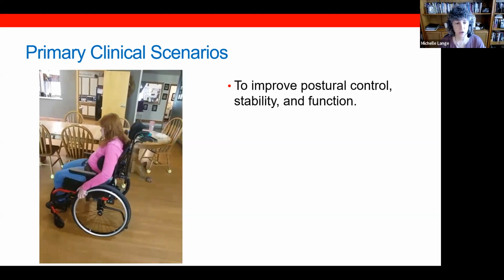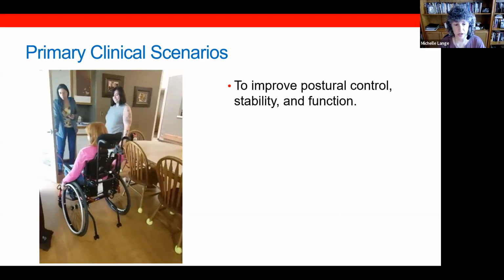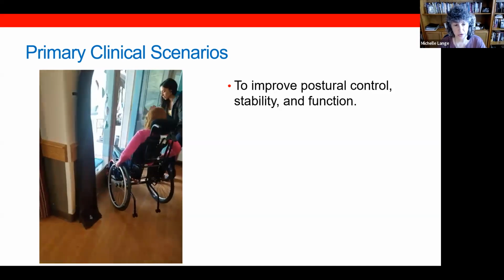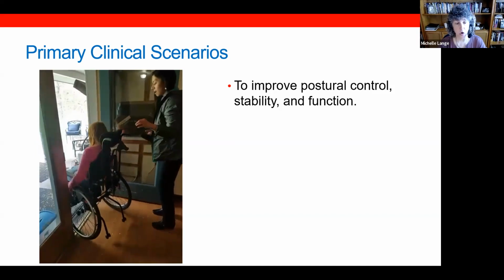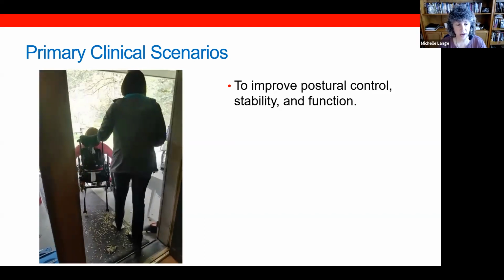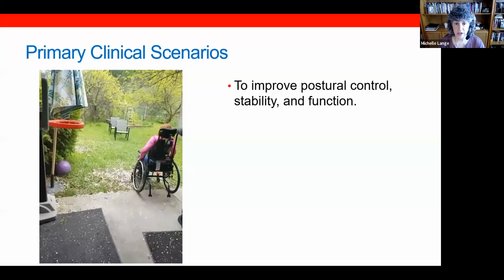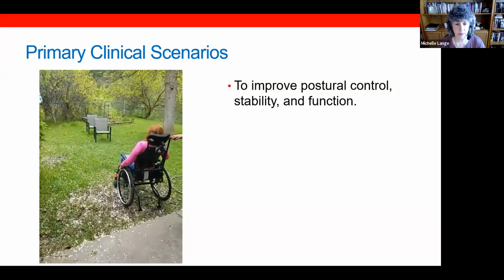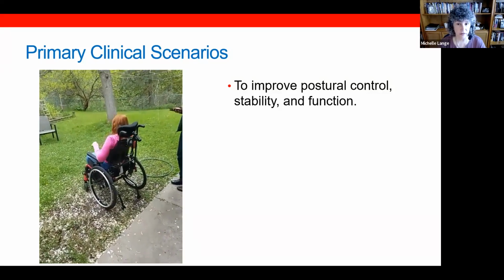And then finally, our third primary scenario was improving postural control, stability, and function. This young woman here is able to self-propel her manual chair within her home on those smooth, level surfaces. But when she goes outside, she wasn't able to push at all until she received a dynamic back. The dynamic back has allowed her to push in a further range of environments.